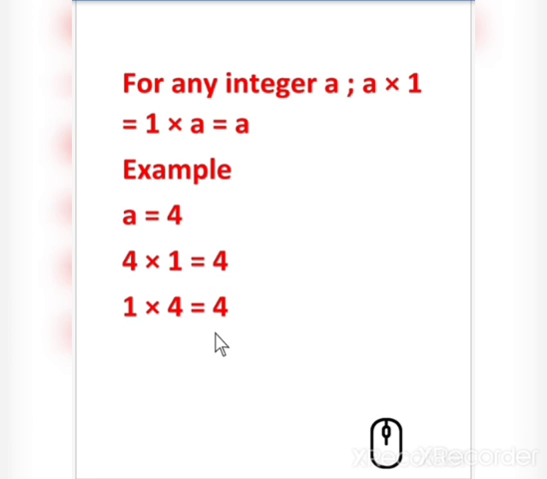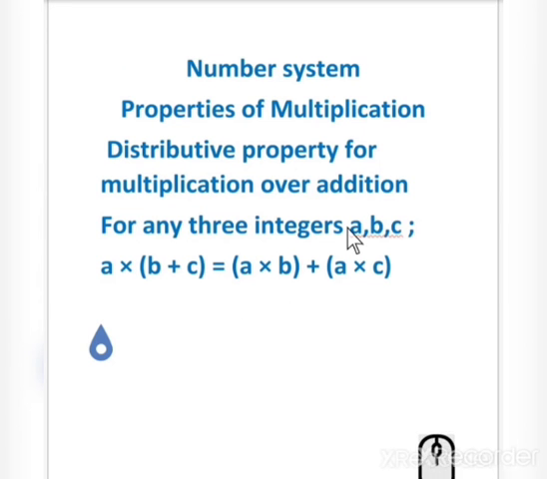Next we are going to see about the distributive property. Distributive property for multiplication over addition. For any three integers a, b, c, a into (b plus c), we're going to split this: that is a into b, and then plus sign, and then a into c, and the distributive property of multiplication over addition will be satisfied. Left hand side will be equal to right hand side.